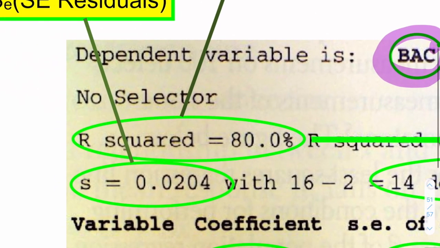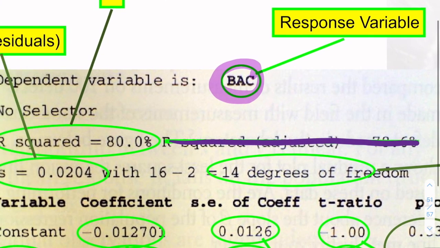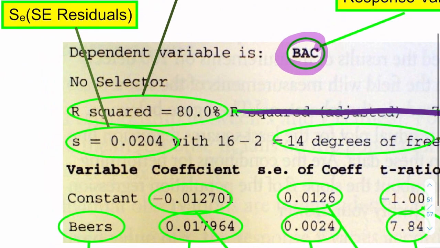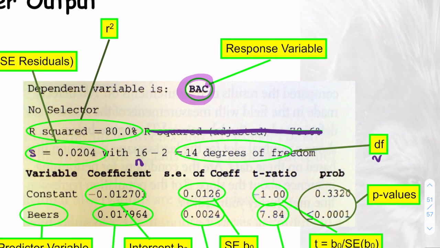It will also give you your r squared value. Just ignore the r squared adjusted. Don't need it, don't care about it for our purposes. Now we have S sub e, or our standard error for our residuals. The calculator, or the computer, both, will tell you S instead of S sub e, so you should know that. We'll have 16 minus 2, so here is your n, and your degrees of freedom is 14. You might also see the letter nu instead of degrees of freedom, or df.